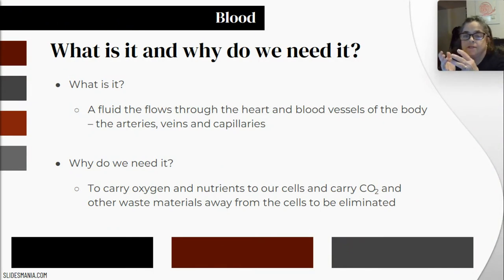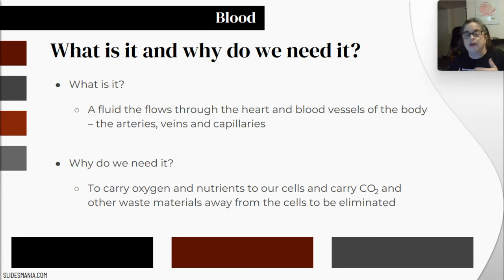So, what is it? Why do we need it? First off, it is a fluid that flows through the heart and the blood vessels of our body, the arteries, veins, and capillaries, and we need our blood for transport. It carries oxygen and nutrients to all of our cells and carries carbon dioxide and other waste materials away from the cells to be eliminated.